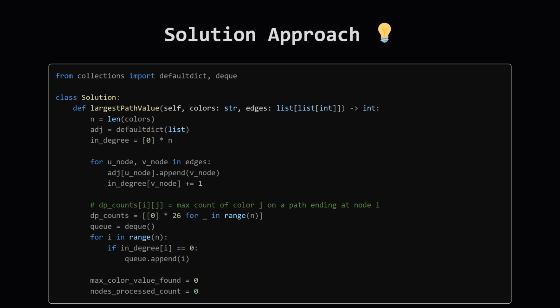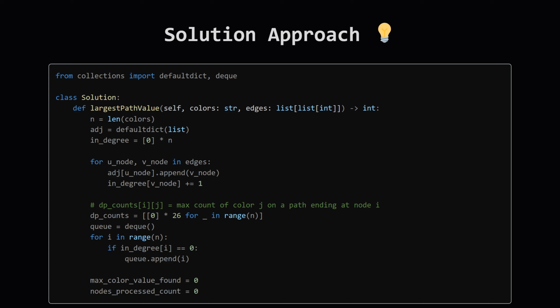My approach for this problem uses a combination of topological sort, specifically Kahn's algorithm, and dynamic programming. This is a solid strategy for problems on directed acyclic graphs. First, I build an adjacency list to represent the graph and calculate the in-degree for every node. Then, I initialize a DP table. Let's call it DP_counts. DP_counts for a specific node and a specific color will store the maximum count of that color found on any path ending at that node.